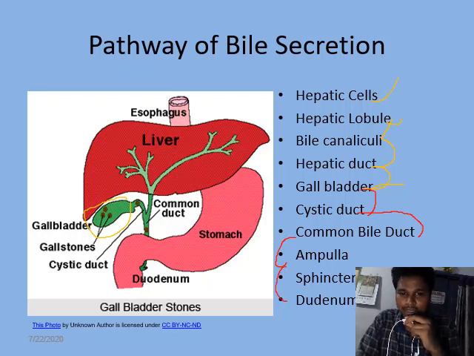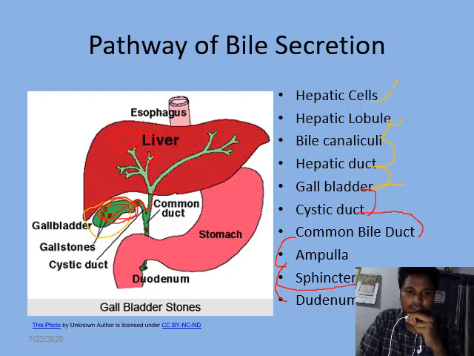So between the ampulla and the duodenum there is a sphincter called the sphincter of Oddi. Okay, so here you are able to see the liver, the hepatic duct, and bile canaliculi, and with the help of the hepatic duct bile reaches the gallbladder, the storage unit of the bile secretion, and from there to the common bile duct and opens into the duodenum, the first part of the small intestine.